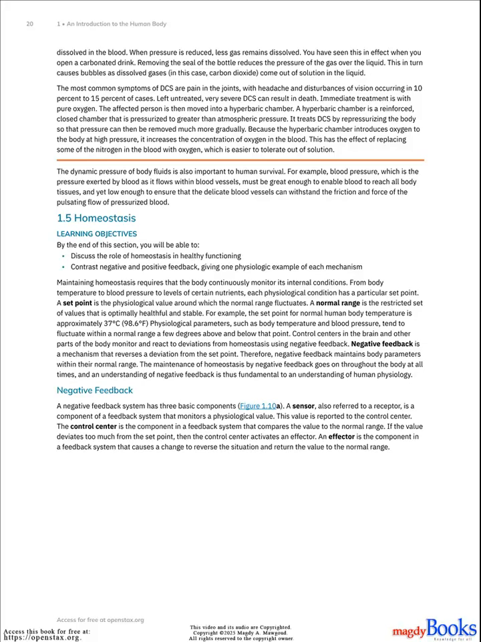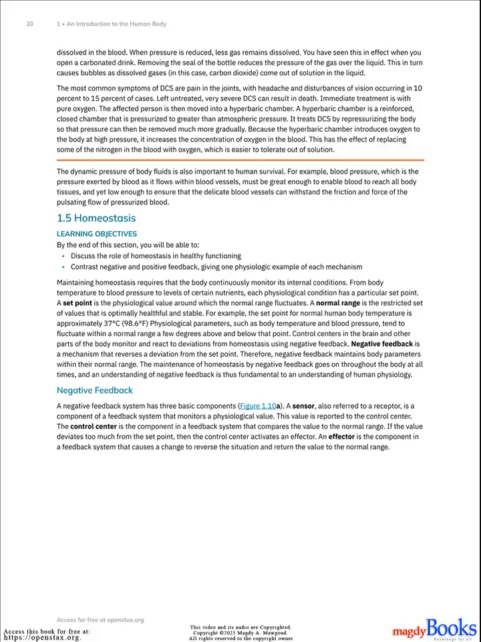Maintaining homeostasis requires that the body continuously monitor its internal conditions. From body temperature to blood pressure to levels of certain nutrients, each physiological condition has a particular set point. A set point is the physiological value around which the normal range fluctuates. A normal range is the restricted set of values that is optimally healthful and stable. For example, the set point for normal human body temperature is approximately 37 degrees Celsius, 98.6 degrees Fahrenheit.